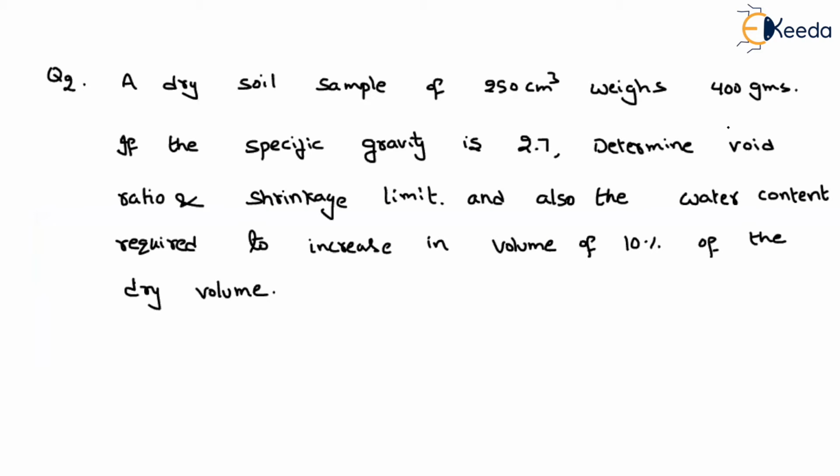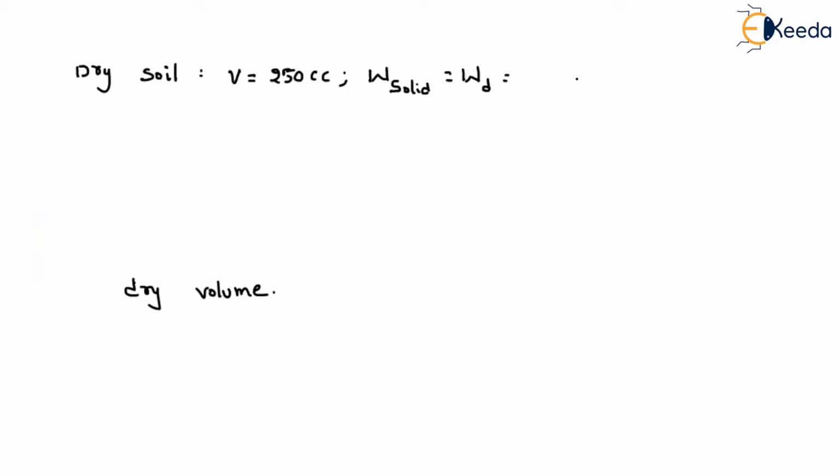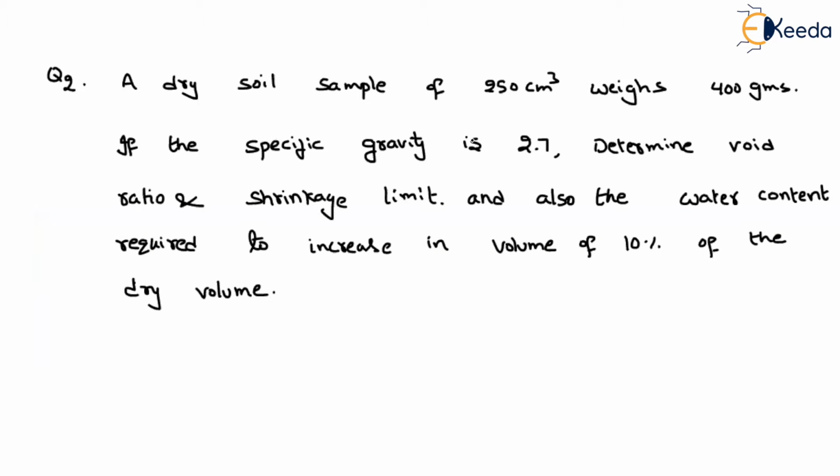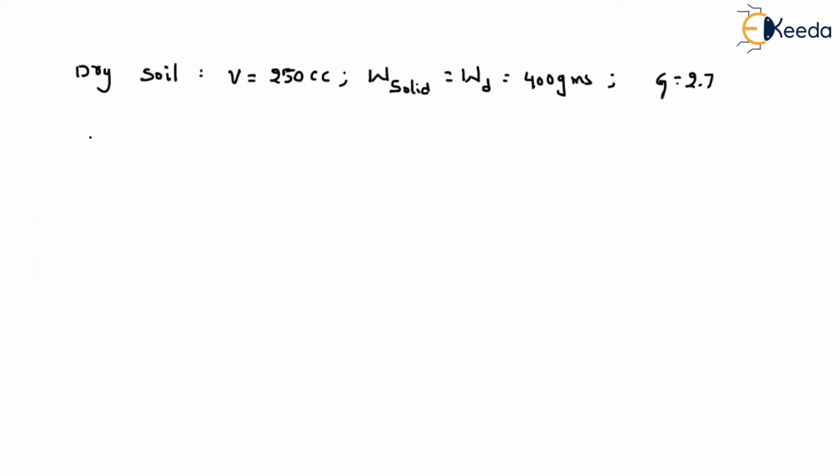The given data is 400 grams, and they have also given a specific gravity of 2.7. Now let us write what they need. They need the void ratio and the shrinkage limit, so they need the value e, and also the shrinkage limit. Shrinkage limit is nothing but the water content of the soil at which the soil is ready to shrink. So shrinkage limit is WS.